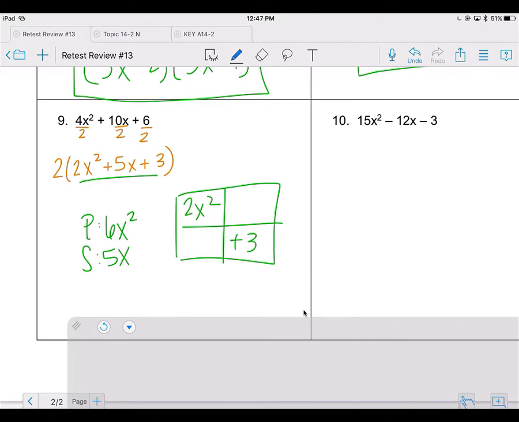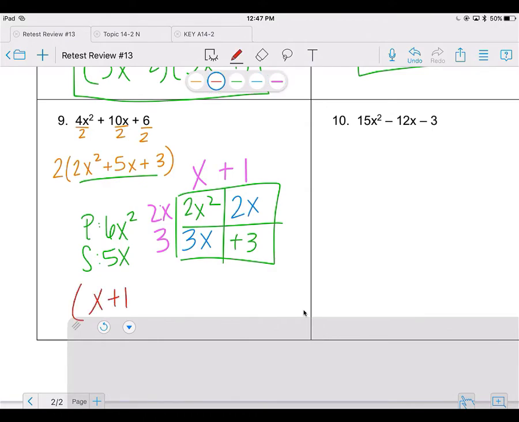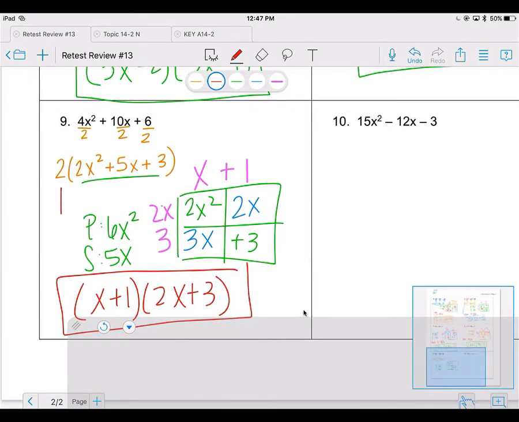I find that 2 and 3 multiply to 6 and add to 5. So 2 and 3. When I look at my GCFs, 2 and 3 do not share anything. They just share x's. Again, 2 and 3 do not share anything. They don't even share an x this time, so we just put a 1. 2x squared and 2x share a 2 and an x. 3x and 3 share a 3. So my factors are x plus 1 and 2x plus 3. Oh, and my GCF in front.